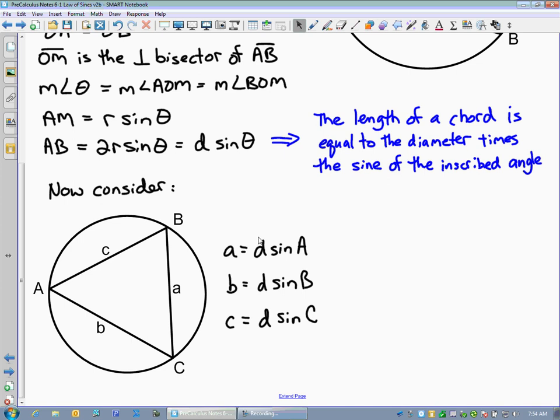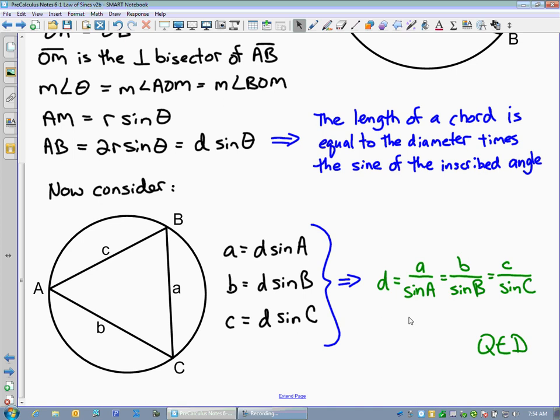And notice how all three of these have the diameter in them. So if we solve each of these for the diameter, then we can set all of them equal to each other, and we see that the diameter of the circumscribed circle is equal to A over sine A, which is equal to B over sine B, which is equal to C over sine C. Notice how this is the reciprocal of the way the other books usually have it. But if you use this version where the trig function is in the denominator, then it is also equal to the diameter of the circumscribed circle, which is an extra little geometric property you can use in problem solving.